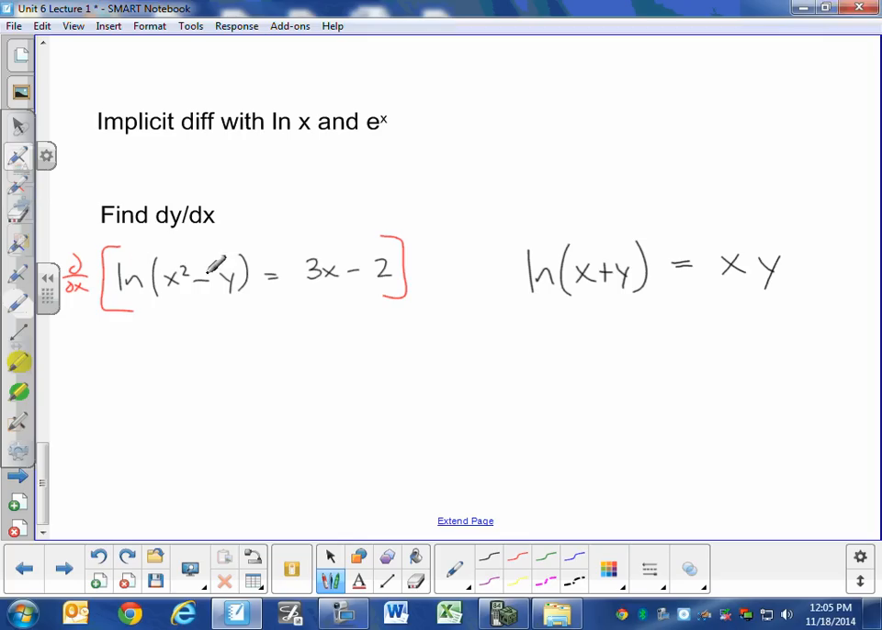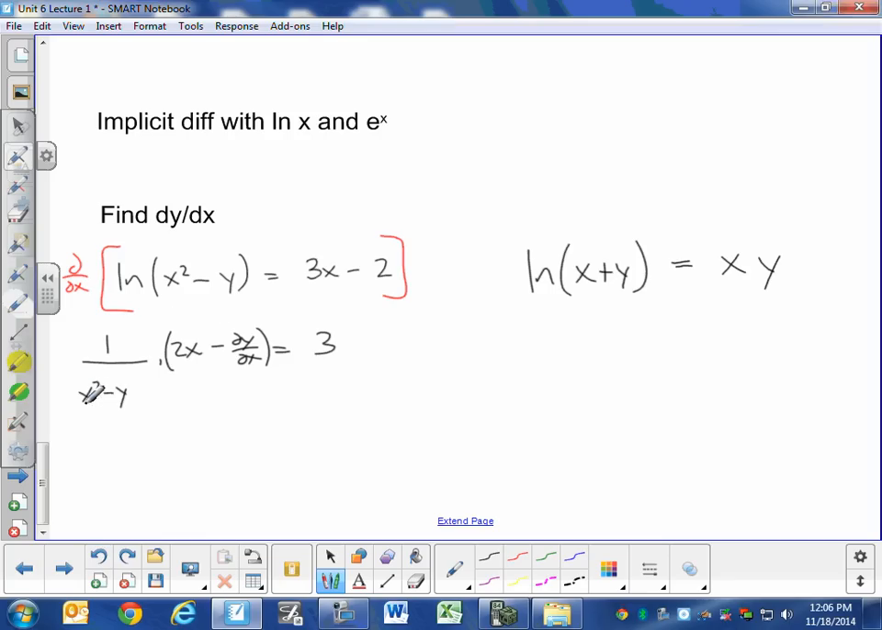Now, I have stuff with x's and y's in here. So the derivative would be 1 over this times the derivative of x squared minus y. The derivative on the right side is just 3. Now, remember, if we have these parentheses going on, we can either distribute, or if we can get rid of it somehow else without messing things up, we could do that.